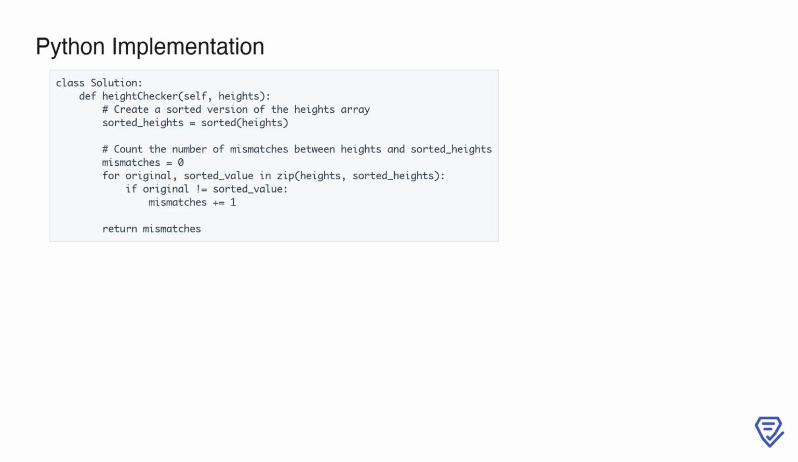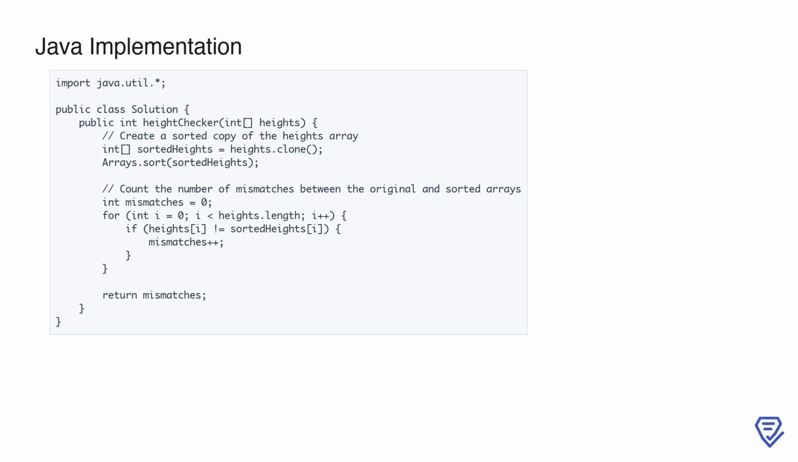This solution has a time complexity of O(n log n), due to the sorting step, where n is the length of the heights list. The comparison step has a linear time complexity of O(n), making the overall approach efficient for the problem's constraints. This is the Java implementation of the heightChecker problem from LeetCode.